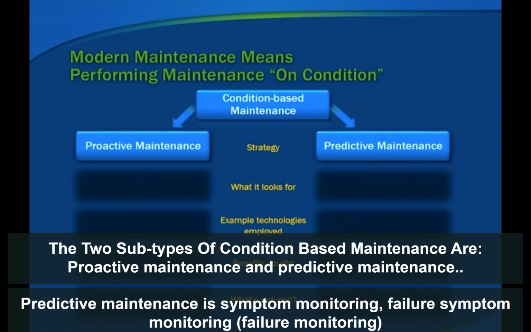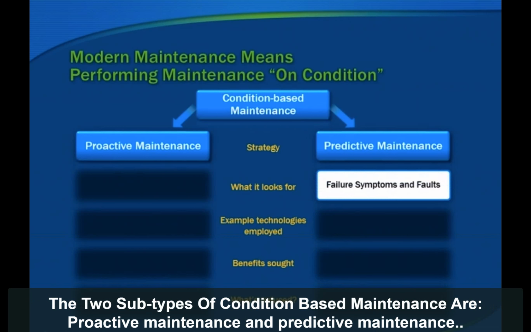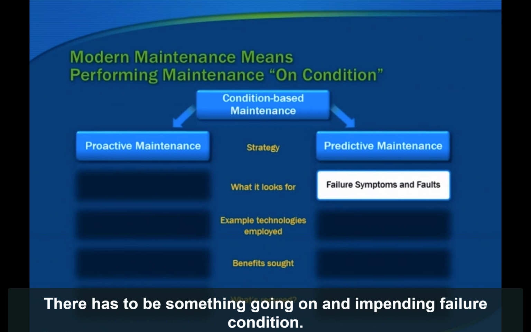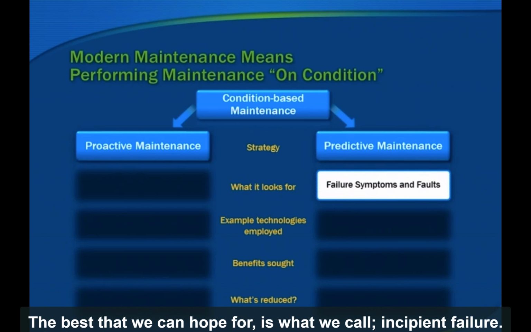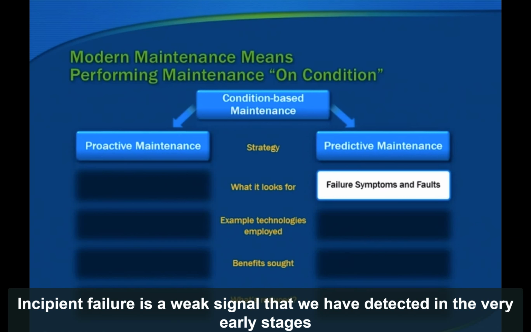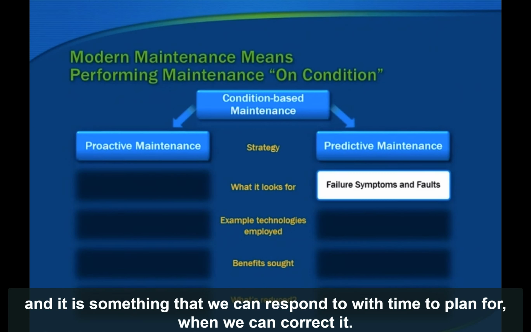Predictive maintenance is symptom monitoring, failure symptom monitoring, fault monitoring. So there has to be something going on, an impending failure condition, perhaps a precipitous failure condition, real near-term failure. But the best we can hope for is what we call incipient failure. Incipient failure is a weak signal that we detected that indicates that failure is in very early stages, and it's something that we can respond to, we have time to plan for, we can correct.